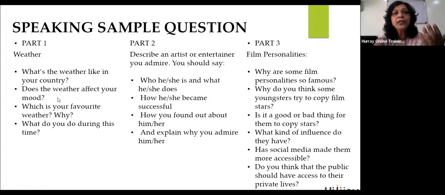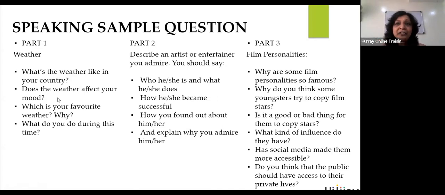For example, what's the weather like in your country? So it's nothing that you need to prepare or learn by heart beforehand. You can just talk about the weather, how it is in your country. How do you experience the weather? Or does the weather affect your mood? That's again something very subjective. You know whether the weather affects your mood or not, then you can give an answer in 1 or 2 sentences.